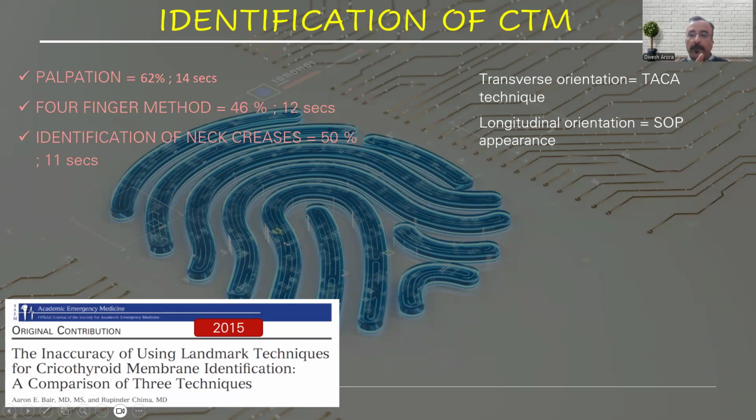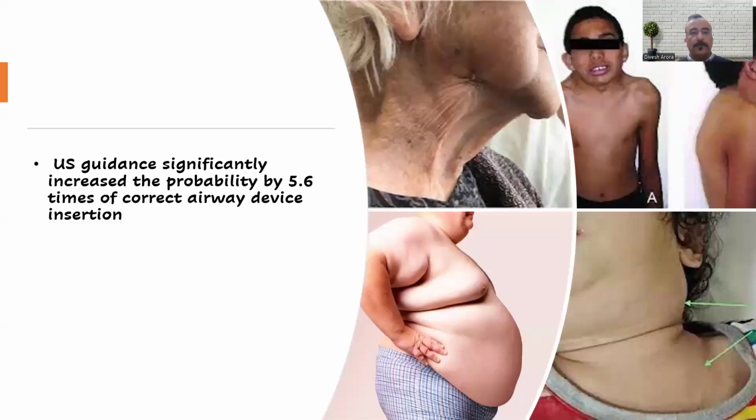So, in order to identify, we have two ways to do it. One in transverse orientation, which is known as the TACA technique, which I'll be discussing in subsequent slides. And another is in the longitudinal orientation, which is known as the string of pearls appearance.